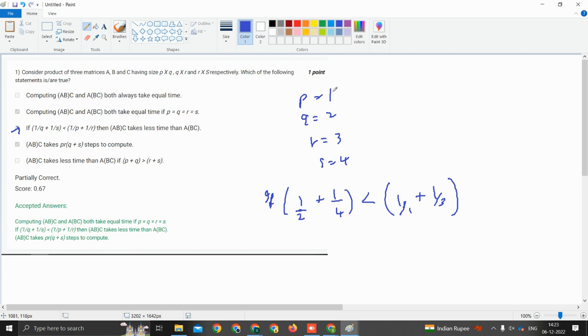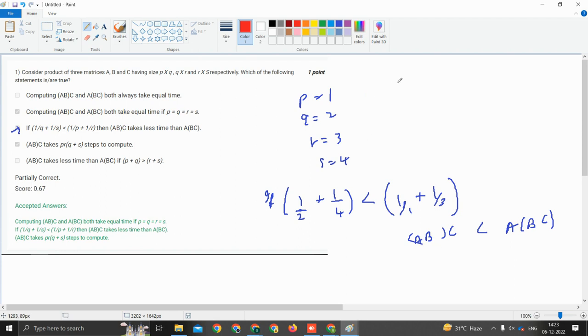If we had taken a different value, this wouldn't come. You guys okay with this? Taking a different value, you then have to change the values accordingly. Now that this satisfies the condition, they are saying that AB into C will be less than A into BC. Shall we check this? Yes, please. Let's calculate this.